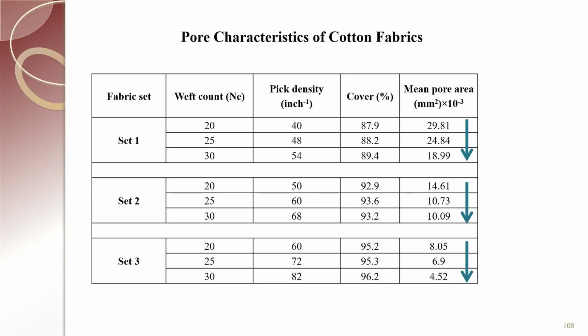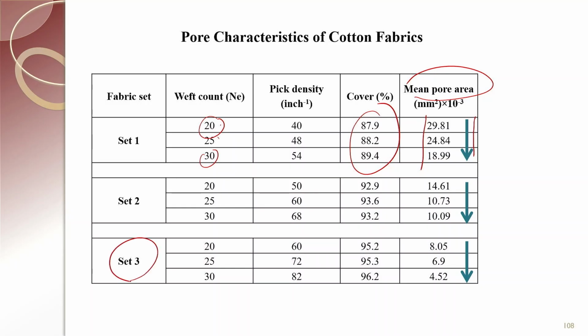So, in set 1 we will see that the mean pore area is reducing, the mean pore area from 20 to 30 count. So, the pick density is changed and cover area is kept almost constant, but mean pore area is reduced. So, the number of pores has increased, but the mean pore area has reduced.